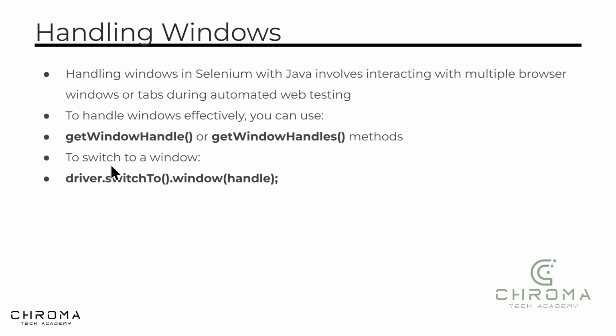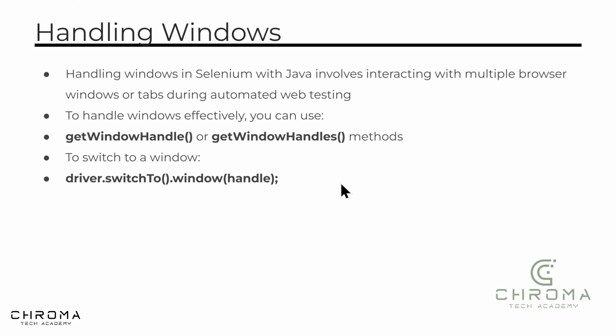Okay. Now to switch to a window, you'll have to use the driver.switchTo().window method and pass the handle as an argument. Okay, the handle is a string. We'll talk about this in just a moment.